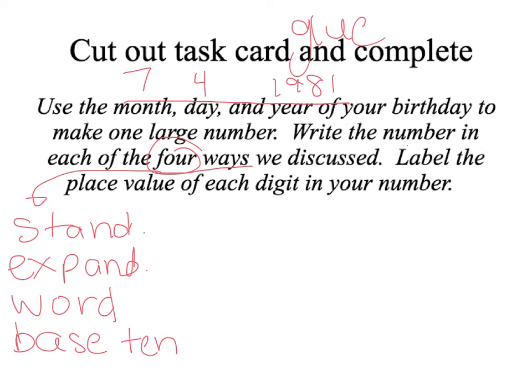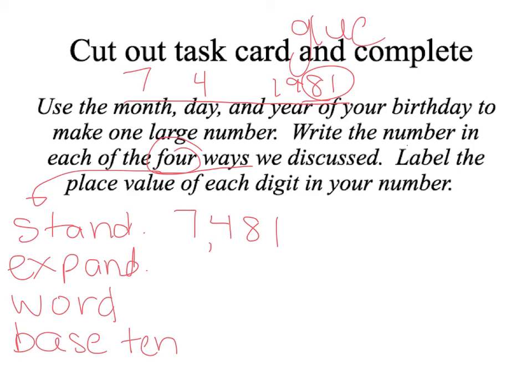So what I would like you to do is, after you've come up with the month, day, and year of your birthday, I want you to come up with a 4-digit number and write it in the 4 different ways. So I am going to pick my month, which is 7, the day, 4, and the last 2 digits of the year that I was born, so 81. So 7481. So there is my standard form of the number, and it is 7,481.